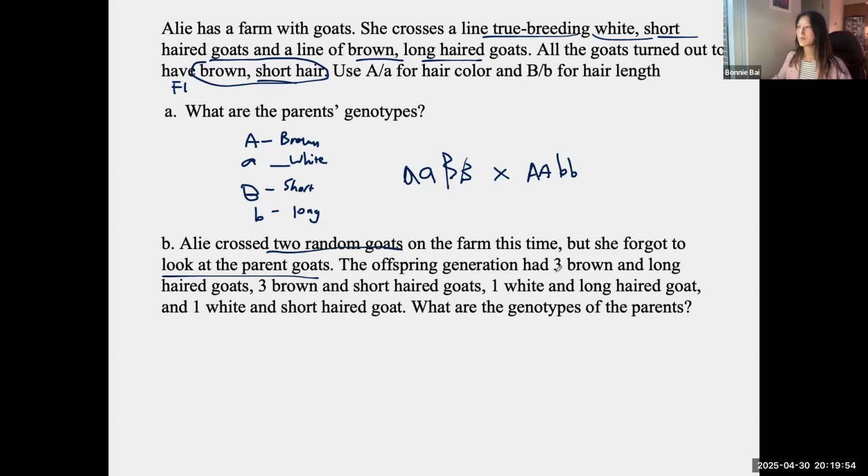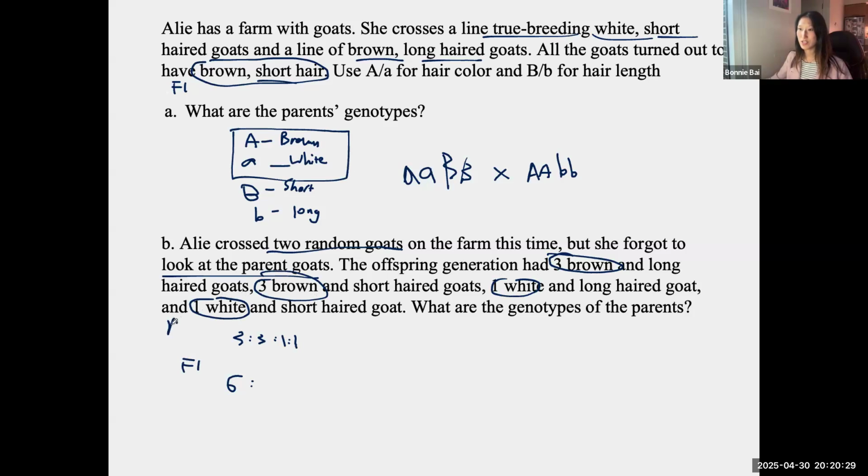So this is the offspring generation, right? We have a 3 to 1 ratio. You look at it and you go, what are these numbers? Well, looking at four numbers is really hard. It's easy to just look at one number. So let's do that. We're seeing that there are 3 brown and another 3 brown versus 1 white and another 1 white. So if I just look at the A trait, I'm noticing that I have 6 brown goats in the offspring F1 generation, right?